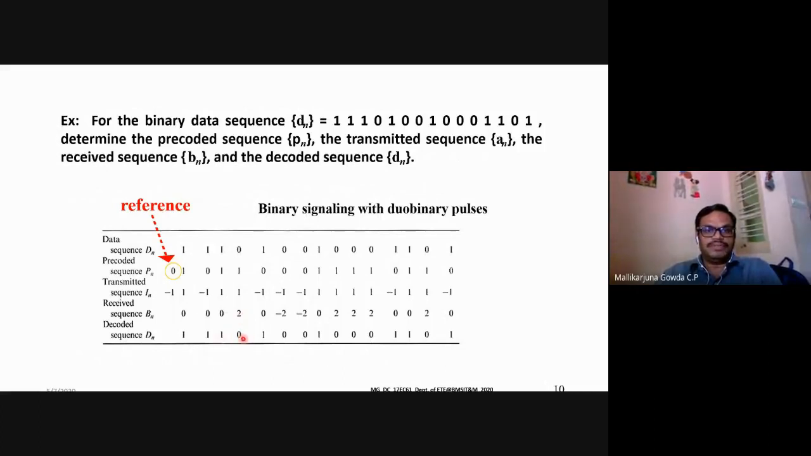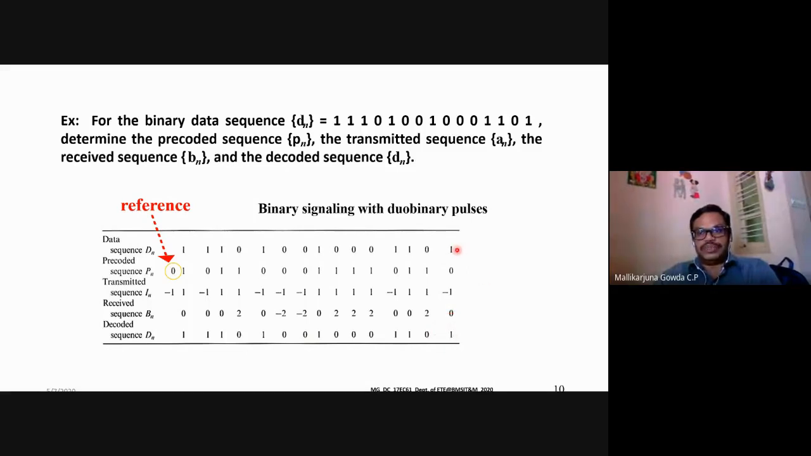So plus 2, 0. 0, I will be decoding as 1. Minus 2 is there, so I will be decoding as 0. For 0, I will be decoding as 1. Again, plus 2 is there, right? I will be decoding as 0. For 0, I will be decoding it as 1. Plus 2, 0. 0, I will be decoding as 1.